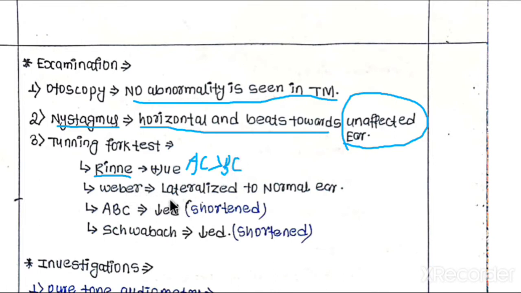Weber test. In Weber test, the sound generally lateralizes to the normal ear. In Schwabach, it is decreased or shortened.